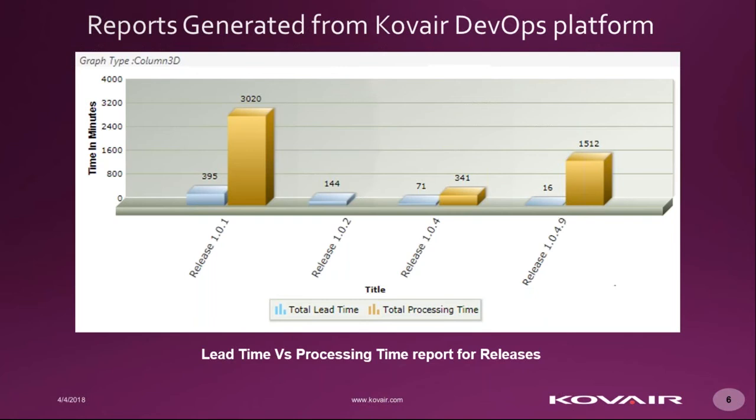This report actually gives you a side-by-side comparison with respect to the lead and the processing time for each of the releases. During planning and the development phases, manual handoffs are involved, which increase the lead time. However, with automation being introduced in later stages in the delivery life cycle, like during the staging and the production pipeline executions, the lead time gets minimized, as you can see over here, and the processing time is more.